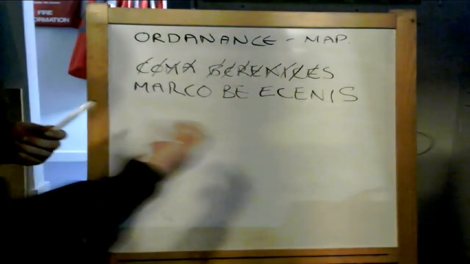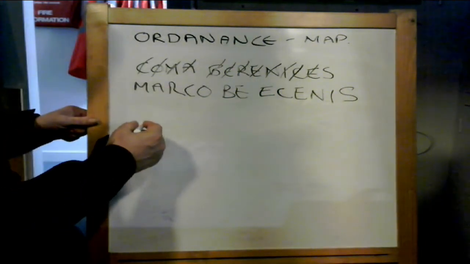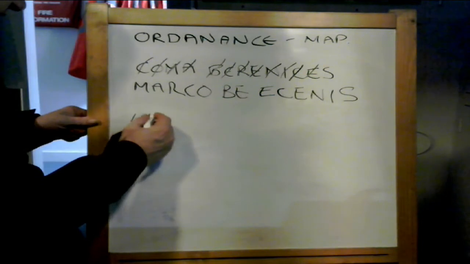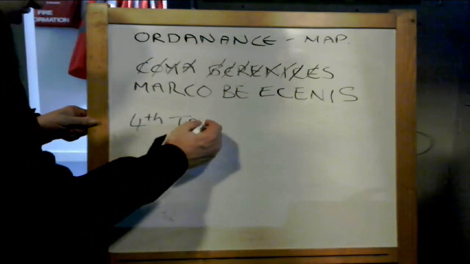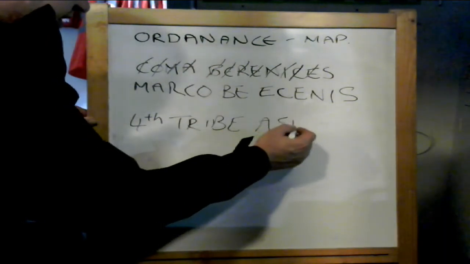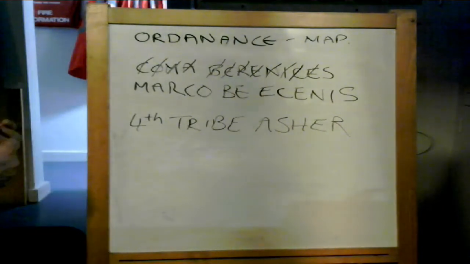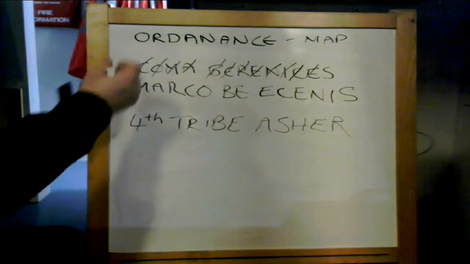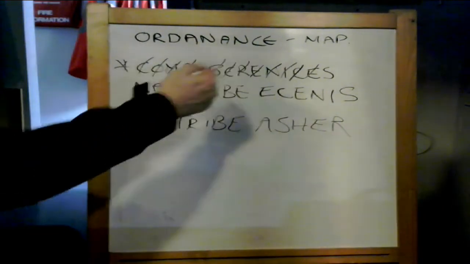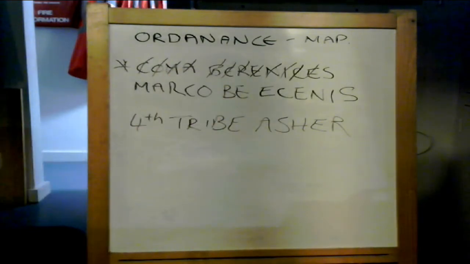Marco BS is telling me that, what number are they? Number 4, the 4th tribe. I think, yeah, the 4th tribe of Asher are in fact the Iceni, and that this is obviously the correct decode of how I've done it. But there's your star constellation: Coma Berenices. Marco Biasinis, 4th tribe of Asher.